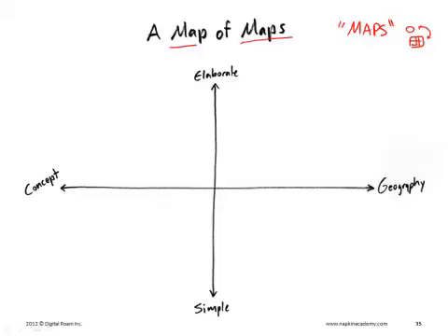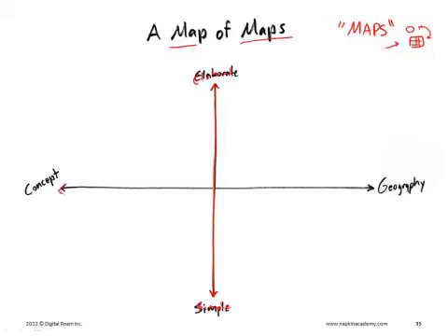maps? Well, remember, the first thing is pick a data set. I've done that. The second thing is to create a coordinate system. So let's go ahead and do one. And in this particular case, let's just compare simple maps to maps which become more elaborate. That's one of our coordinates.